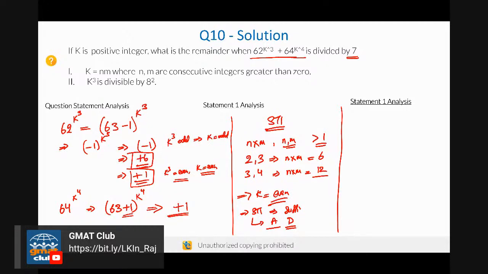And then statement 2 says k cube divided by 8 square, the remainder, which means that k has to be even. Okay, which means if k is even, this is sufficient too, which means the answer is not A, but choice D, that either statement by itself is sufficient. Right? So an 800, 700 level question, easily answered. 70% of you got this right.